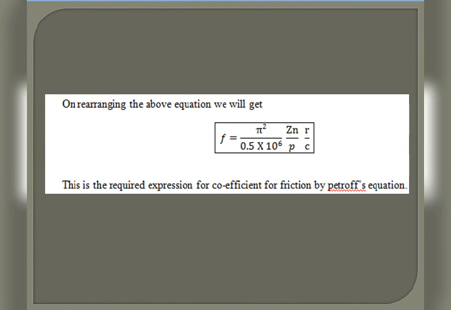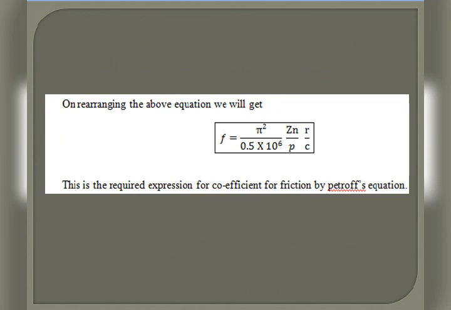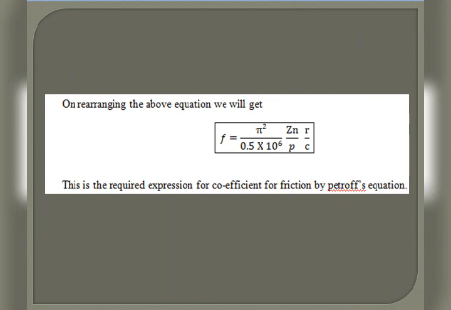On rearranging this equation, we get f is equal to pi square divided by 0.5 into 10 raised to 6 into Zn divided by P into R by C. Here I have written Zn by P into R by C separately, for the next characteristic equations such as the Sommerfeld number, Reynolds number and so on, which we'll discuss later. Now this above equation, f is equal to pi square divided by 0.5 into 10 raised to 6 into Zn by P into R by C, is called the expression for coefficient of friction by Petrov's equation.